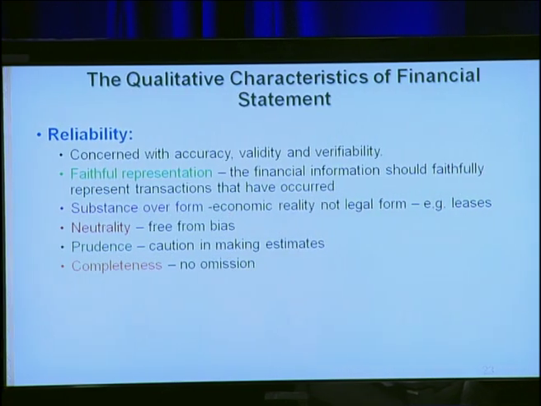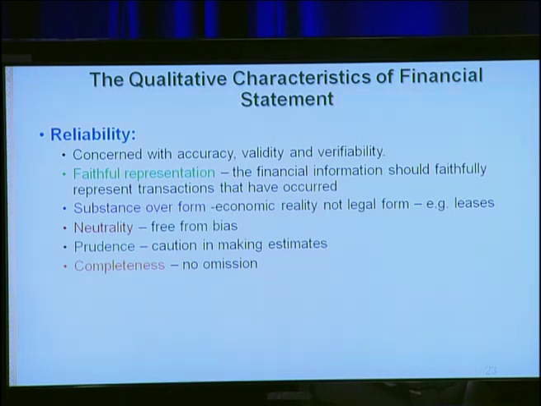Next we have reliability, concerned with accuracy, validity and verifiability. Under that we have faithful representation, which means the financial information should faithfully represent transactions that have occurred. Next we have substance over form, economic reality, not legal form, for example a lease. Neutrality, free from bias. We have prudence, being cautious in making estimates. And the last is completeness, which means there should be no omission.